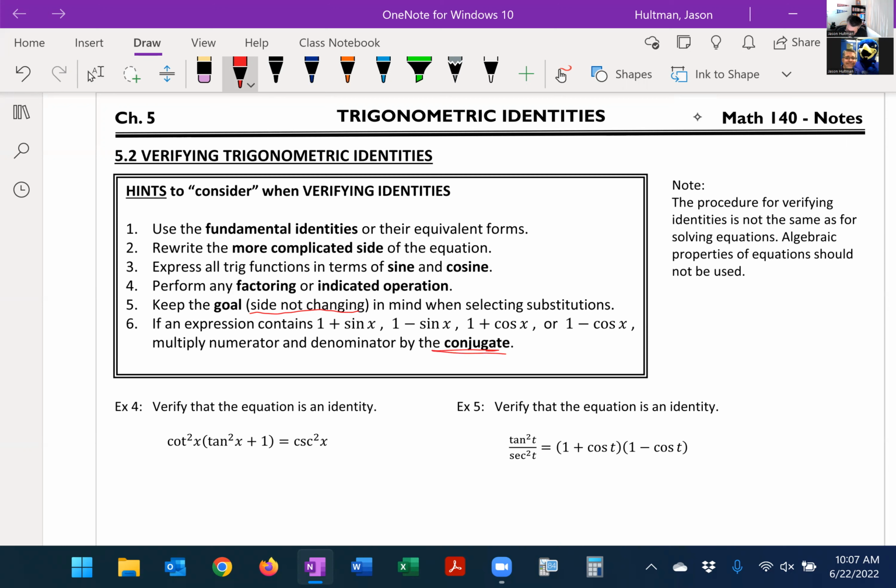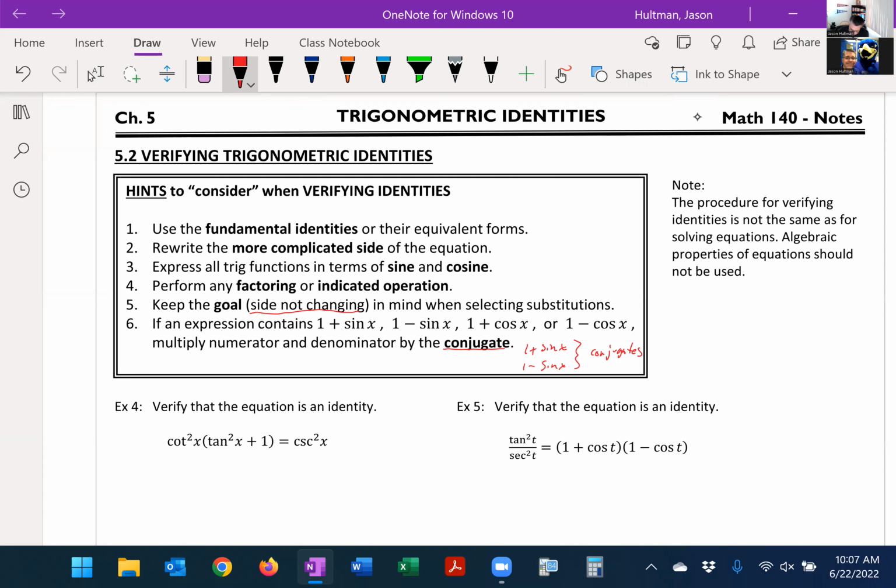So the conjugate is the same thing, but with the sign difference. Say you have 1 plus sine x, the conjugate to that is 1 minus sine x. So we call these conjugate pairs. It's basically the same terms, but the sign is flipped. So if it's a minus sign, it becomes a plus sign. Those are called conjugates.